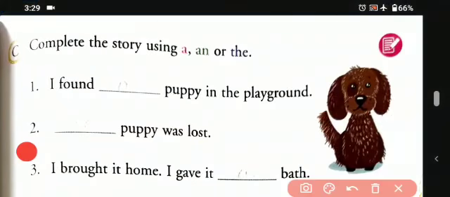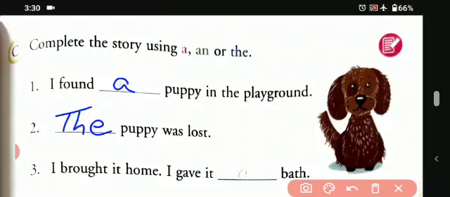Complete the story using a, an or the. So students, in this we will be completing this story by using a, an or the. So let's begin with the first one. I found dash puppy in the playground. So I found what? A puppy, that is singular. Okay, I found a puppy. The next one is dash puppy was lost. That means it is talking about a particular thing. So we'll be using here, the puppy was lost.